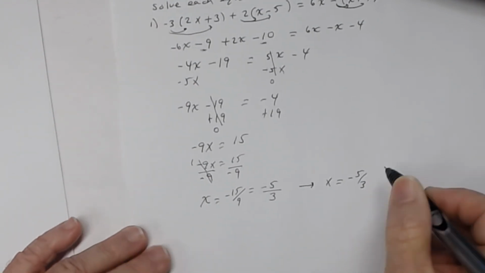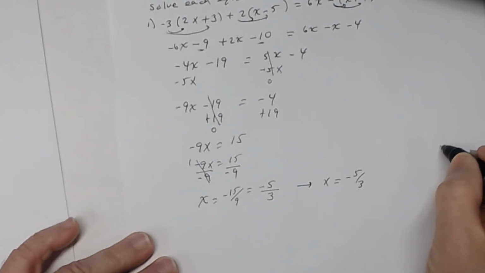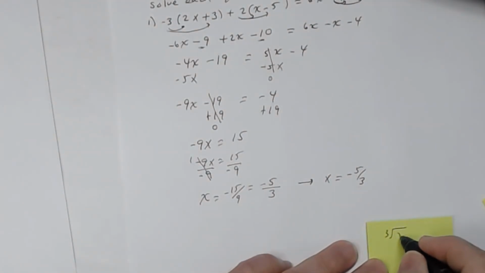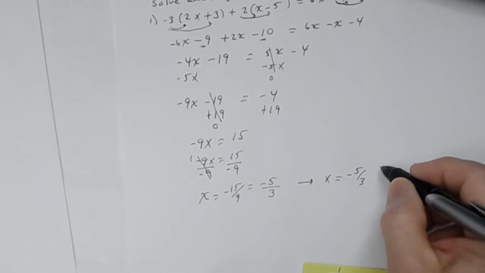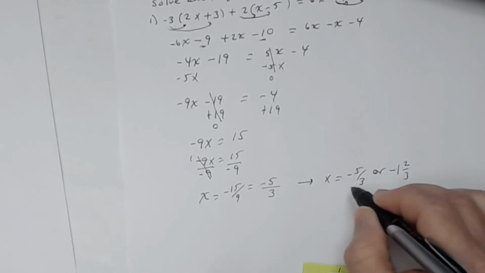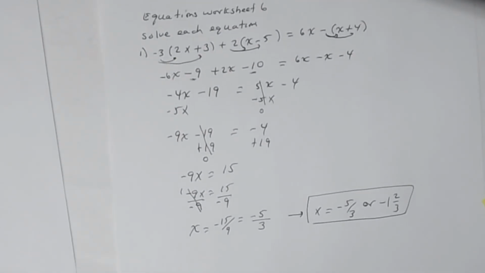Now if I want to write this as a mixed number, because this is an improper fraction, I can do that. So remember, you're going to say 3 divided into 5 is 1 time. 1 times 3 is 3. Subtract, you get 2. So 5/3 would be 1 and 2/3. All right, so there's your solution. All right, so that is number 1.